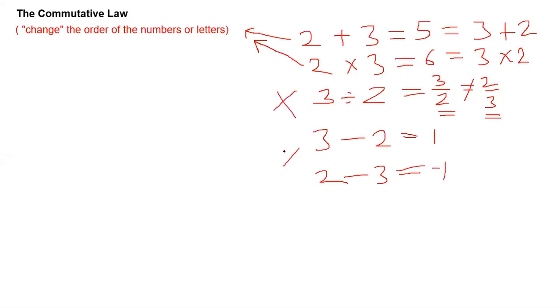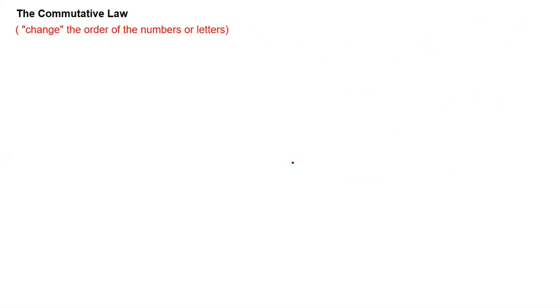So division and subtraction are not commutative, but addition and multiplication are commutative. So this is the definition of the commutative law. There's no other definition of it apart from this. So this is what I'm trying to talk about in this explanation. There, 5 plus 4 is 9, and 4 plus 5 is still 9.